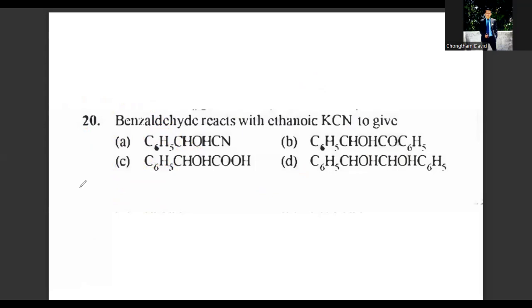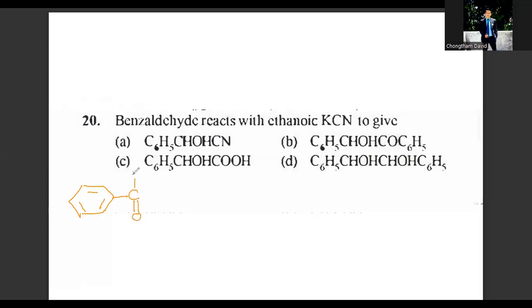So when benzaldehyde is refluxed with aqueous alcoholic potassium cyanide, two molecules of benzaldehyde will condense. Okay, a condensation reaction takes place here and forms benzoin. Benzoin is a condensation product formed by two molecules of benzaldehyde in alcoholic potassium cyanide.